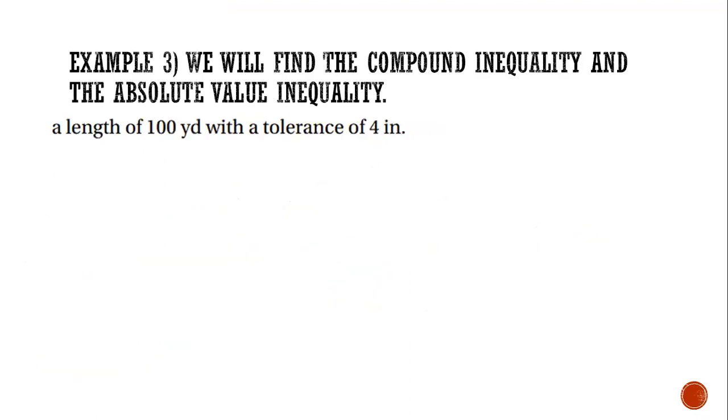So I'm going to pause, give you a chance to practice it, and ask your questions if you have any. All right, so for this problem, again, your I, your intended value, is 100 yards. Your tolerance is 4 inches.